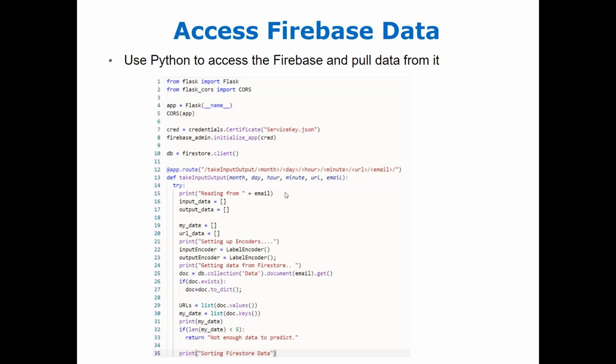If I actually type in repl.data/take input output with a bunch of random numbers, and then I give a valid email that has data in it, it would return some URL that the prediction would give.